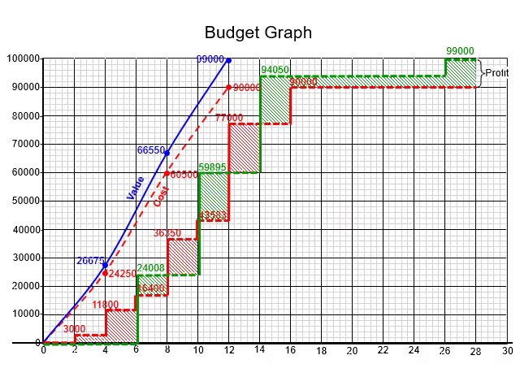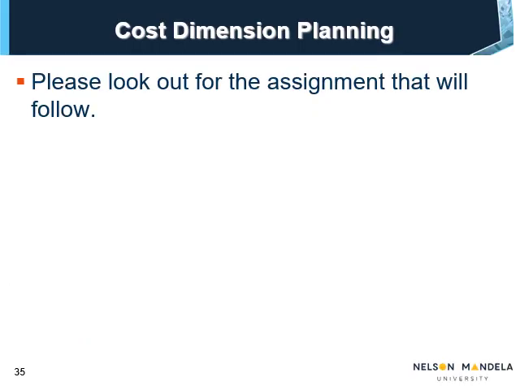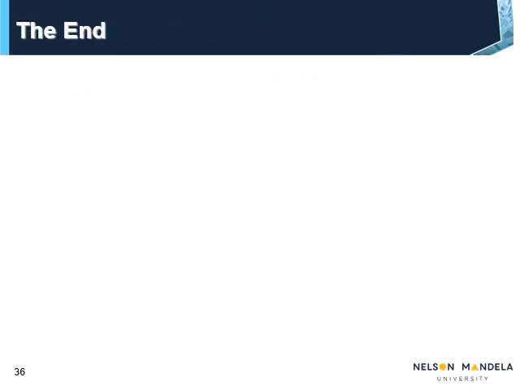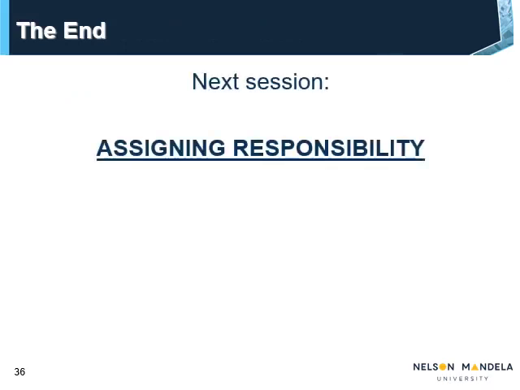The budget worksheet, together with the cash flow and budget graphs, are therefore very handy instruments for obtaining finance for a project. This concludes the section on planning the cost dimension. Please look out for the quizzes and assignment that will follow. The next session covers assigning responsibility.